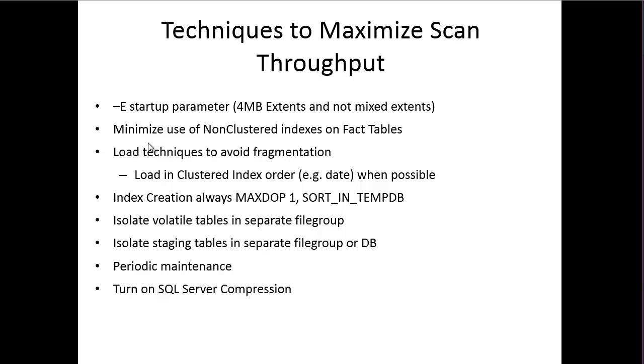In terms of techniques here, it says minimize the use of non-clustered indexes on fact tables. What that's referring to is that your indexing strategy for fact tables is really straightforward. You create what are called covering indexes, maybe meaning you don't have any include columns or anything like that. You just create an index. Now this is for fact tables that are not on SQL Server 2012 or 2014, so 2008 R2 and below.